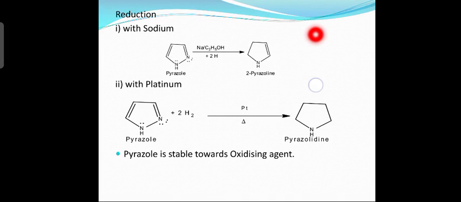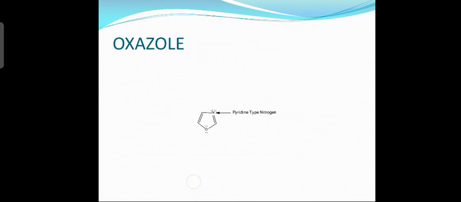Now next is reduction with sodium, sodium in the presence of ethyl alcohol. So pyrazole undergoes reduction in the presence of sodium and ethyl alcohol to give 2-pyrazolene. Next, with platinum. Reduction is carried out in the presence of heated platinum. So pyrazole gives pyrazolidine. All the 4 corners will be occupied by hydrogen, substituted by hydrogen. So you get pyrazolidine. Pyrazole is stable towards oxidizing agents.